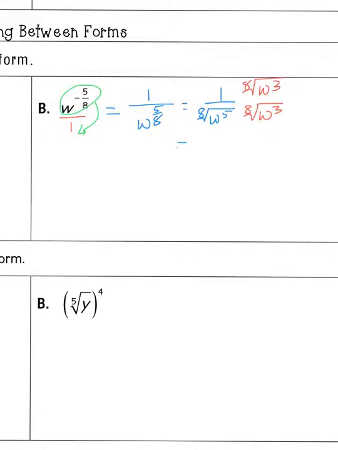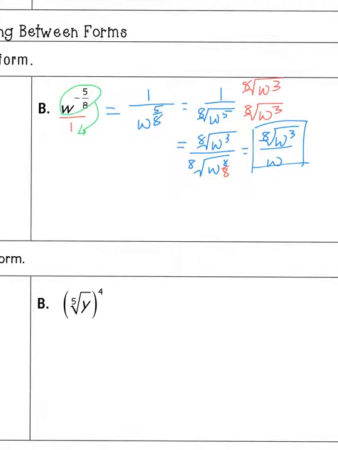And so I end up with the 8th root of W cubed up top over the 8th root of W to the 8th. And so now I'm going to take my index here and divide it into the 8. When I divide it, it goes in there beautifully. And I have the 8th root of W to the 3rd all over W. And that is the properly rationalized radical form of W to the -5/8.